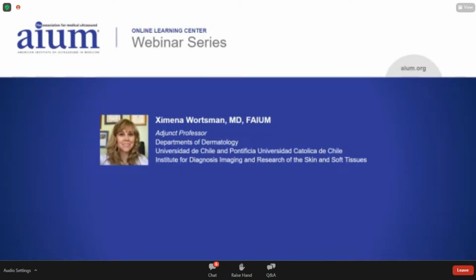The other question is, do melanomas also show those white spots? The answer is no. That's why the hyperechoic spots are a very good sign in basal cell carcinoma.